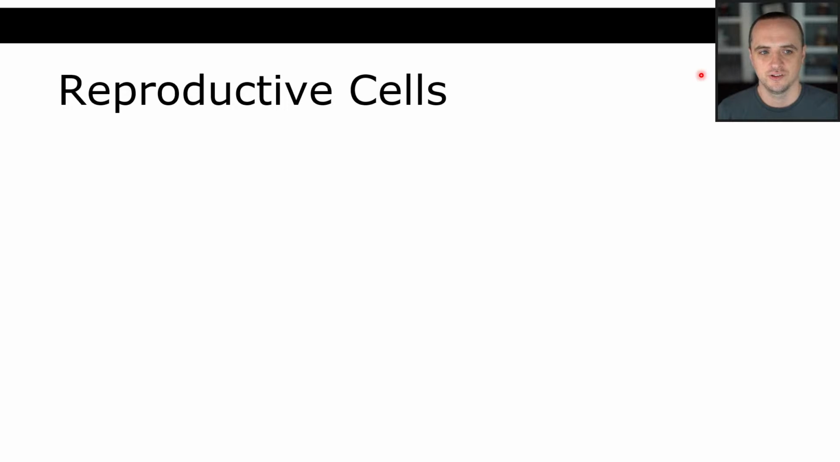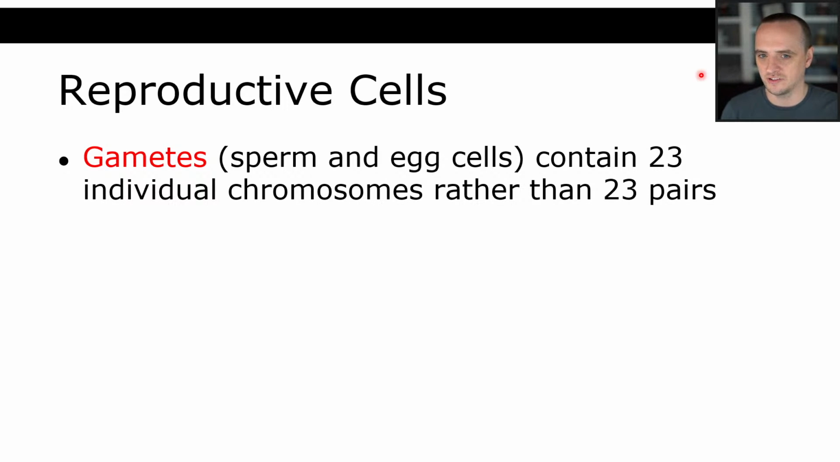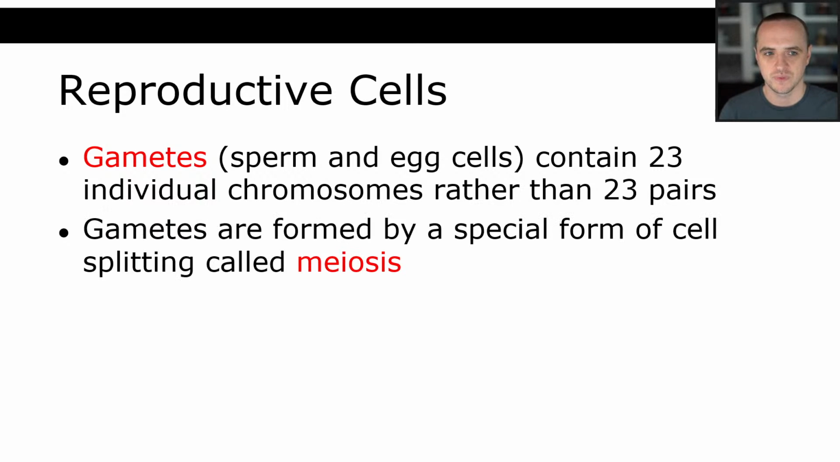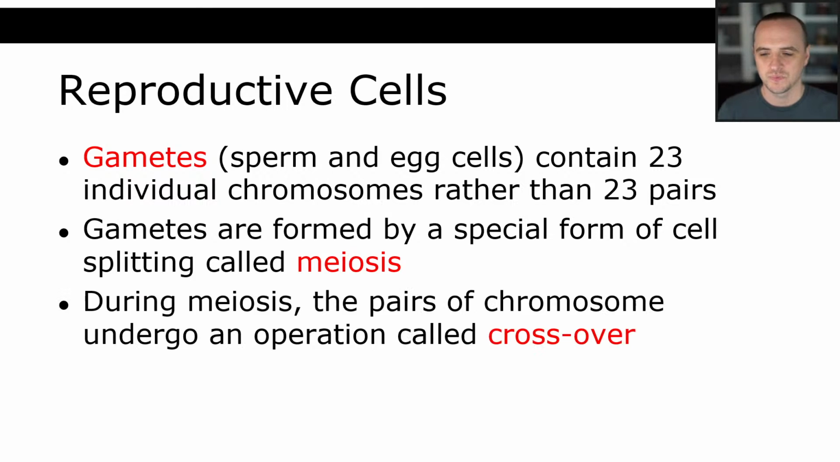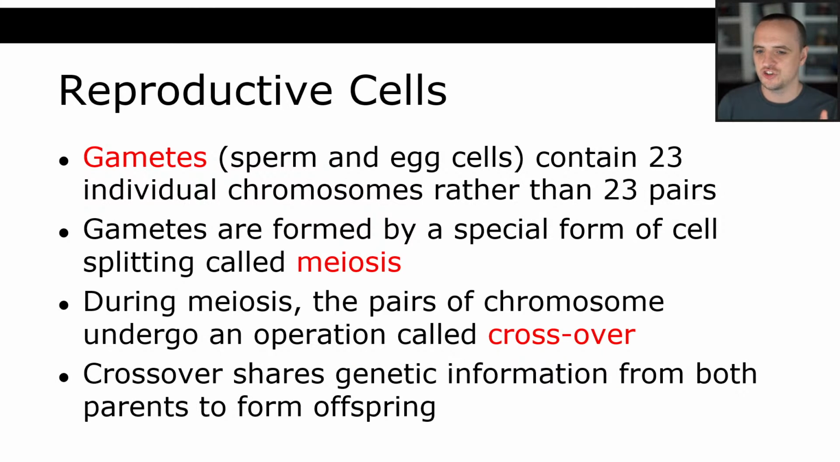Reproductive cells, so gametes, sperm and egg cells, contain 23 individual chromosomes rather than 23 pairs of chromosomes. The gametes are formed by a special form of cell splitting called meiosis. Don't worry, the biology won't be on the exam. During meiosis, the pairs of chromosomes undergo an operation called crossover. Crossover shares genetic information from both parents to form offspring.